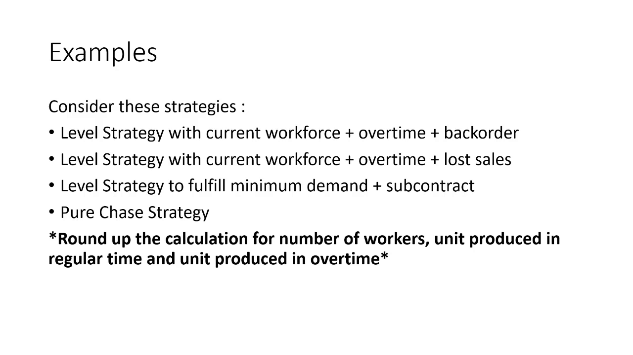And we are going to calculate the total cost for each requested strategy as you can see in the list. The assumption for this calculation is using roundup for number of workforces, units produced in regular hours, and units produced in overtime. So, if you get 4.1 workers needed, then you should round it up into 5 workers. Or if you got 300.2 units, you should round it up into 301 units.